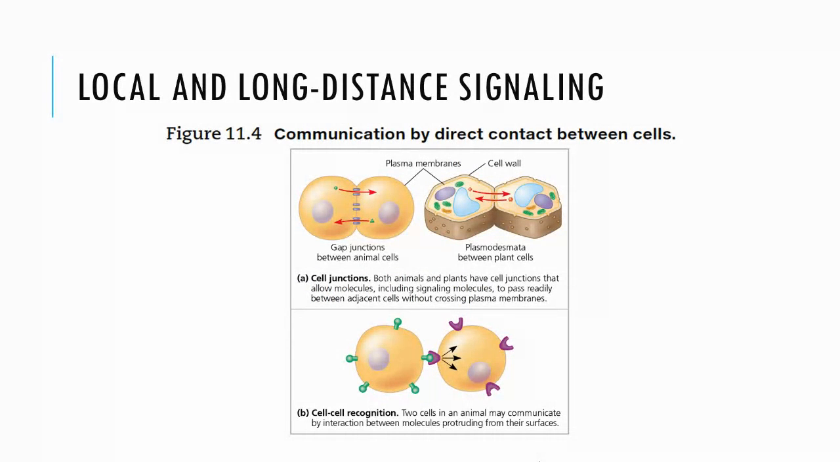So we can see in this picture the cell junction, the cells are literally connected by a junction, and so those molecules can just go back and forth as they please. With cell-to-cell recognition, one cell has something that will fit into something on the other cell, so they can communicate that way.